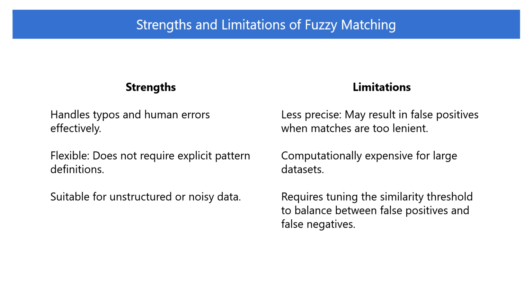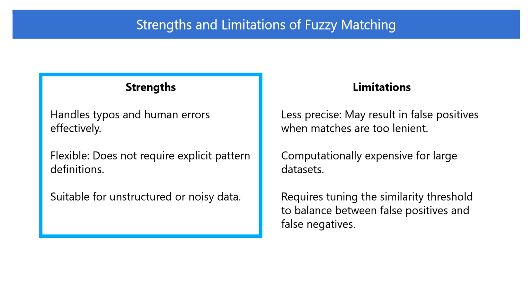Let's summarize the strengths and the limitations of fuzzy matching. The first strength is that fuzzy matching can handle typos and human errors effectively. Second, it is flexible. That is, it does not require explicit pattern definitions. Third, it is suitable for unstructured or noisy data.